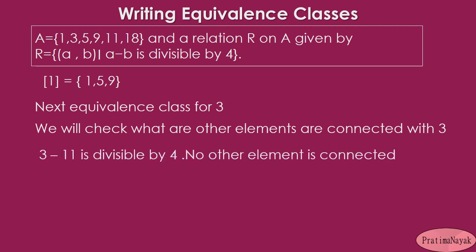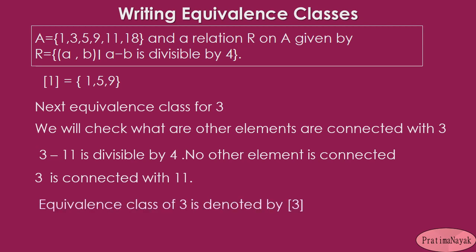We'll check what elements are connected with 3, so that 3 minus that element is divisible by 4. So 3 minus 5, no. 3 minus 9, no. 3 minus 11, that is 8, yes. 3 minus 18, no. So 3 minus 11 is divisible by 4, and no other element is connected. So 3 is connected with 11. So the equivalence class of 3 is denoted by square bracket 3, and it is the set {3, 11}.